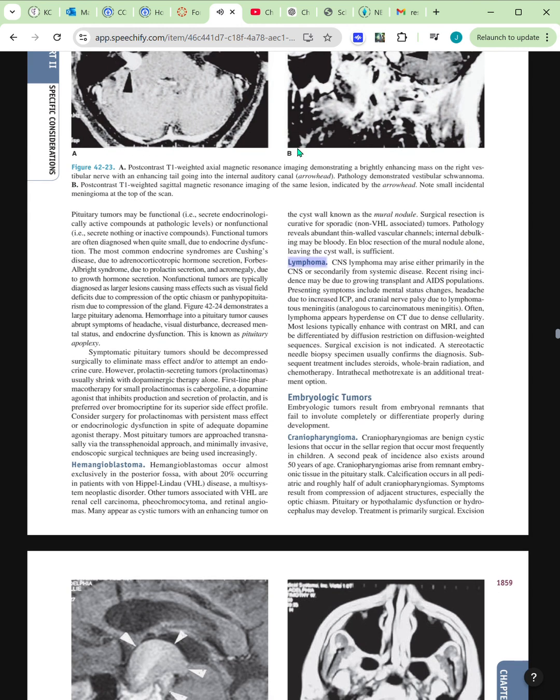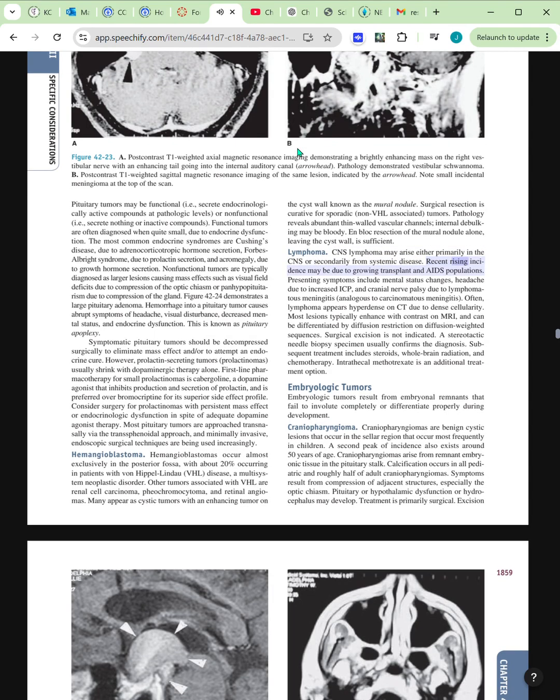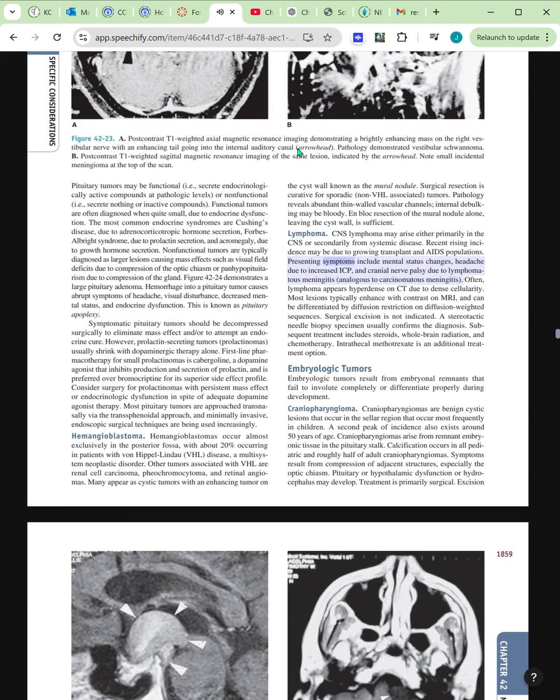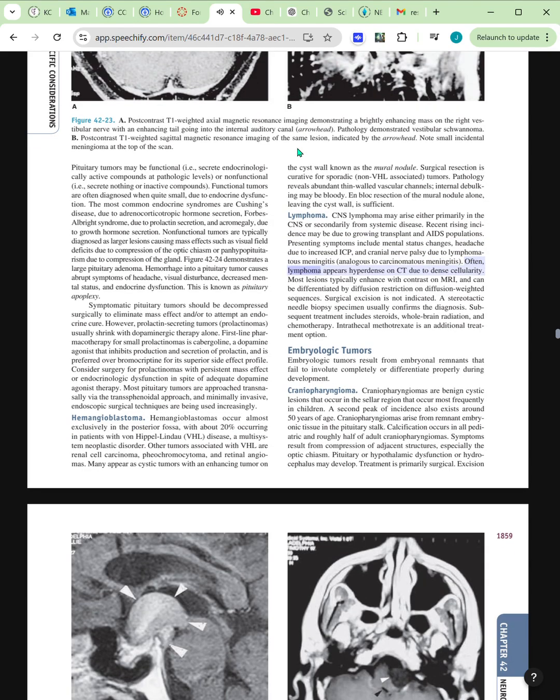Lymphoma. CNS lymphoma may arise either primarily in the CNS or secondarily from systemic disease. Recent rising incidence may be due to growing transplant and AIDS populations. Presenting symptoms include mental status changes, headache due to increased ICP, and cranial nerve palsy due to lymphomatous meningitis, analogous to carcinomatous meningitis. Often, lymphoma appears hyperdense on CT due to dense cellularity.